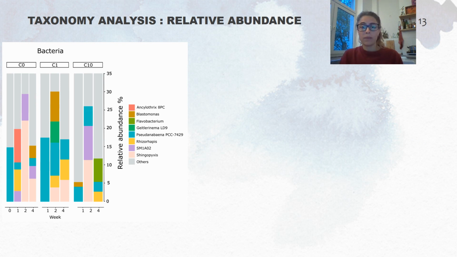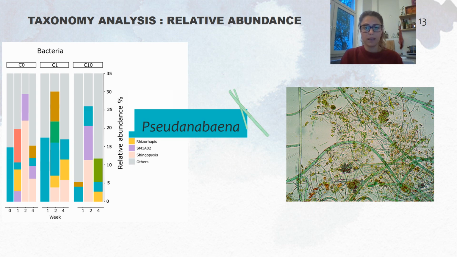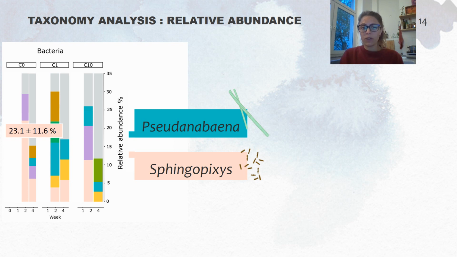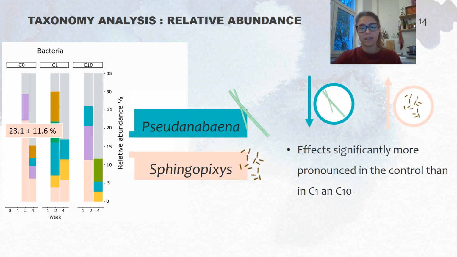Now, concerning the relative abundance of the bacteria genera we observed during this experiment, only 2 of them reacted significantly to the exposure. First, Pseudanabaena, which is a cyanobacteria also observed during the microscopic analysis, and Sphingopyxis, which is a proteobacteria. Pseudanabaena was the most abundant genus at the beginning of the experiment, but after 2 weeks of exposure, this genus was not abundant anymore in the control condition, and it was replaced by Sphingopyxis. We also observed the same pattern for our 2 thorium exposures, but it was less pronounced than what we have seen in the control condition.